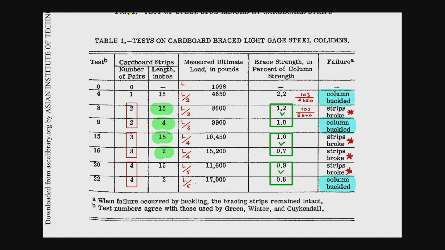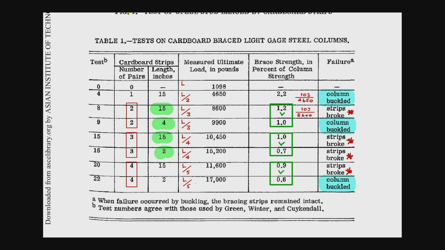Anyhow, come back. The test ID is given, don't care about it. We just look at this information first. This information describes the braces that were applied. First of all, the number of pairs was given. The zero pair means the column is unbraced in between the supports. So it has nothing, and that is the control specimen. The length of the brace is not given because there is no brace.